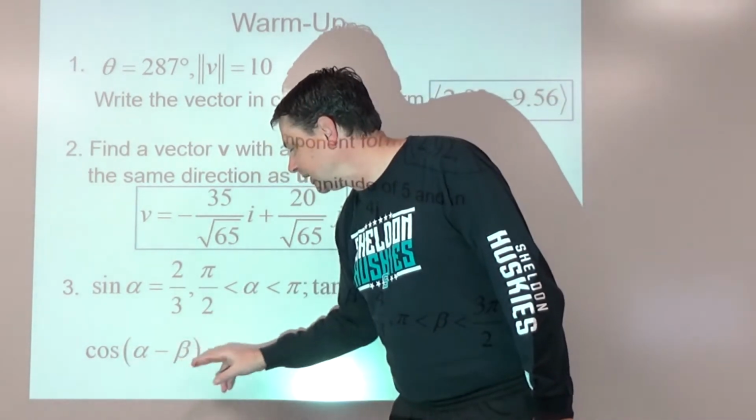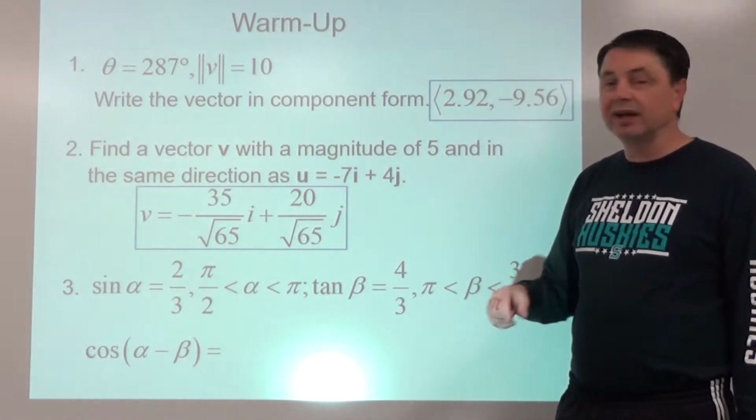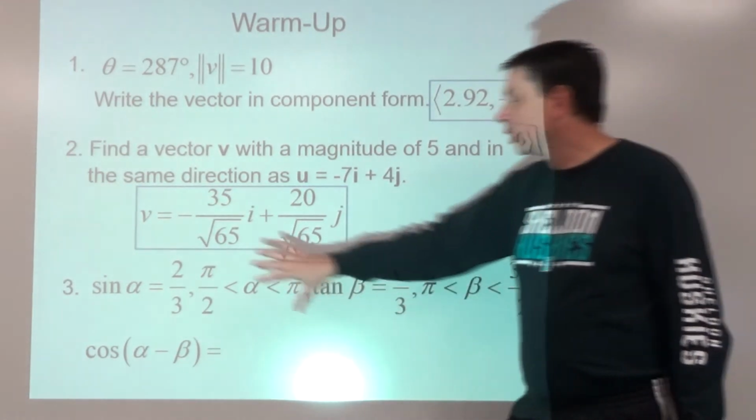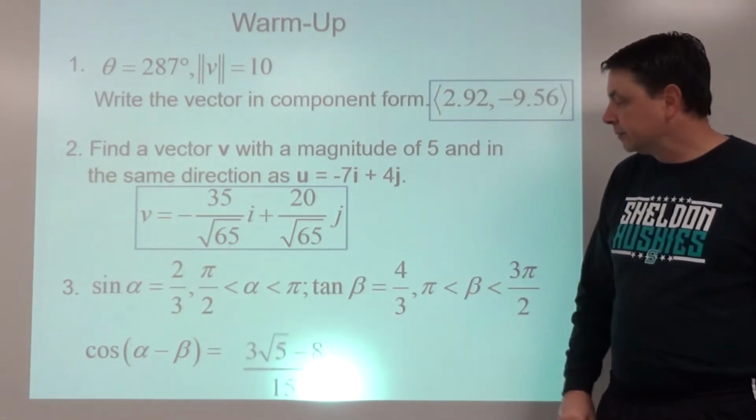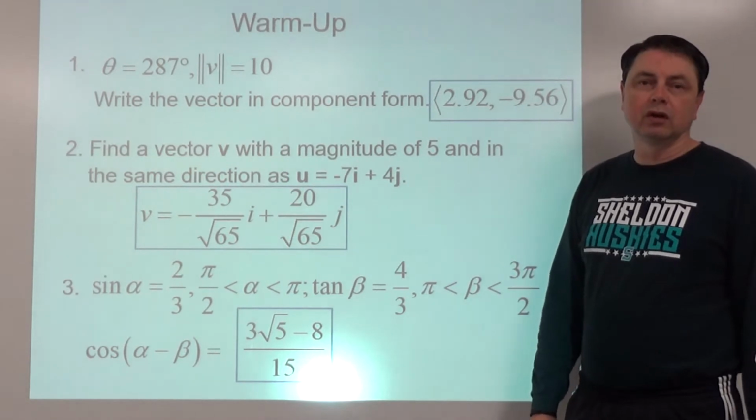Cosine alpha minus beta. So we're going to do cosine alpha, cosine beta plus sine alpha, sine beta. We're going to want sketches for both of those. Turns out that your answer is going to be 3 root 5 minus 8 all over 15.